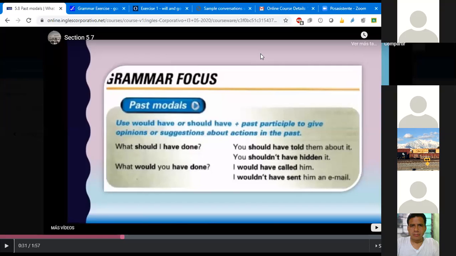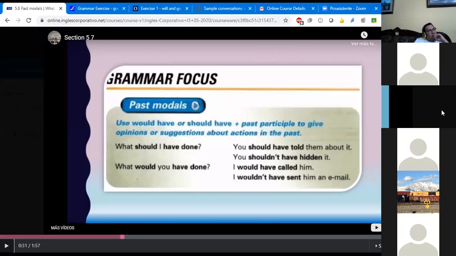And the other one is, in present, we must have, let's say, a leak in the roof. So it's a different context, right? That's like a logical conclusion that you use must. You make a conclusion, you have a logical conclusion. But you see, in these cases, we're talking about suggestions and opinions. Now, in this one... I wouldn't have sent him an email.